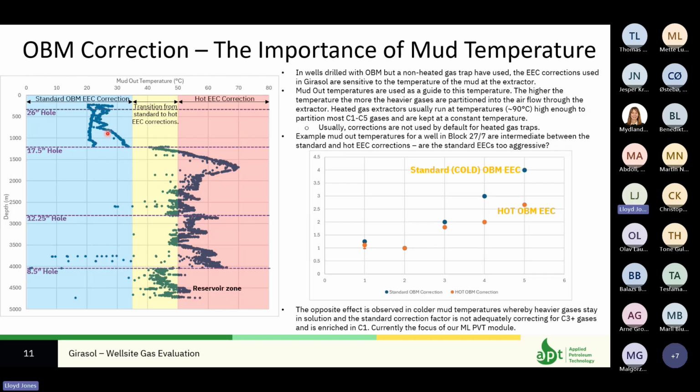So the plot here, the depth plot on the left-hand side here. This is for a well in block 27.7. And the mud out temperatures are intermediate between the standard correction factors and the hot correction factors that we've developed. And you can see on the plot here shows you the standard correction factors in blue and the hot oil-based mud correction factors in the orange, just here, and how they vary.